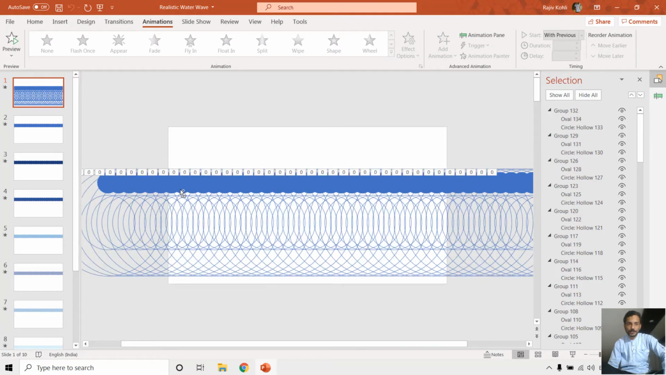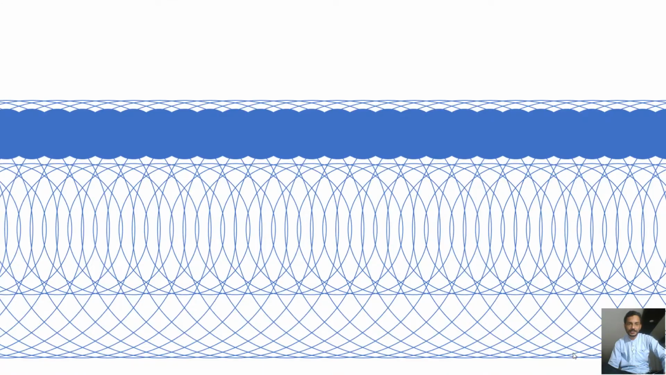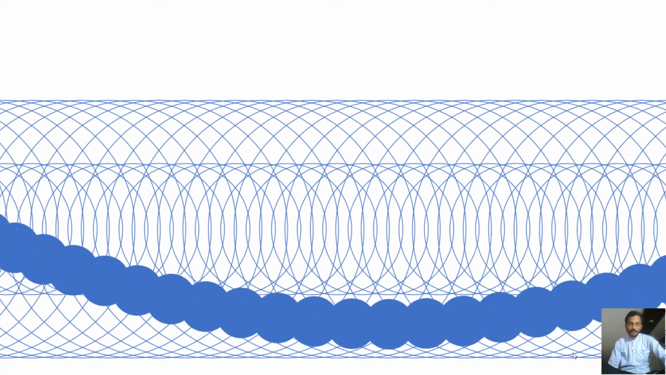If I zoom out a little bit, you can see a lot of ovals here, one on top of the other. And if I show you the slideshow, you can clearly notice that we are using ovals to create this water wave.